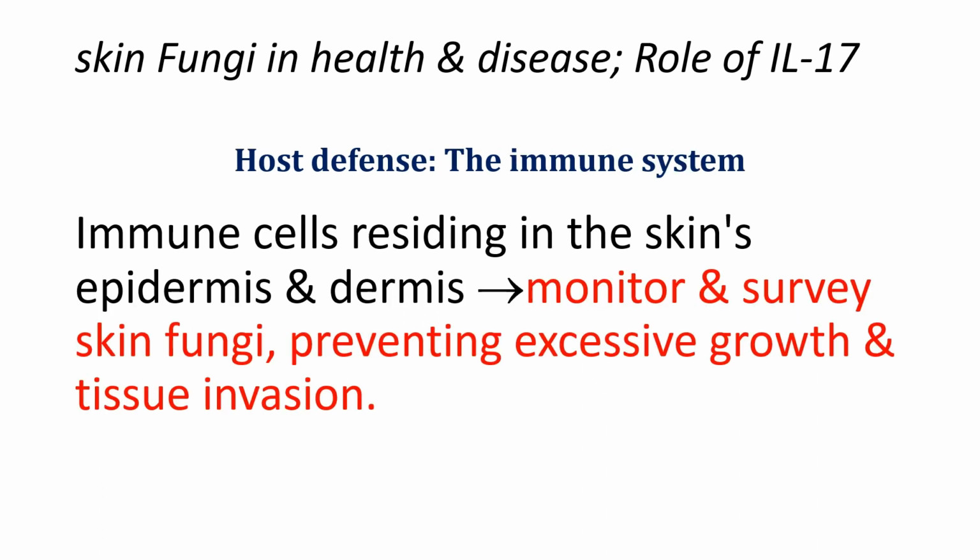As regards the role of the immune system in host defense against fungi of the skin, immune cells residing in the skin's epidermis and dermis are strategically located to effectively monitor and ensure efficient immune surveillance of skin fungi, preventing excessive growth and tissue invasion. They do this by directly detecting fungi and their products through pattern recognition receptors and responding to alarm signals released by keratinocytes.